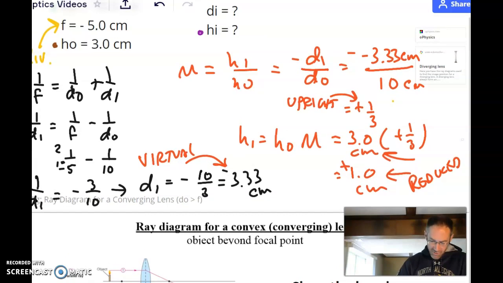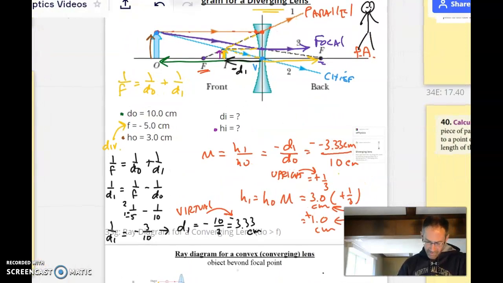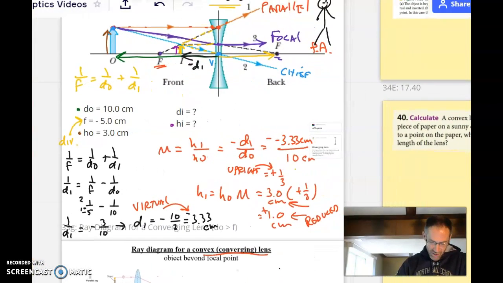So you can see from all of that that the image is reduced, smaller than the original. It's upright, it's pointing in the same direction as the original, and it's virtual, meaning that number one, it's formed by imagination. Number two, it's on the other side of the lens than the person was.